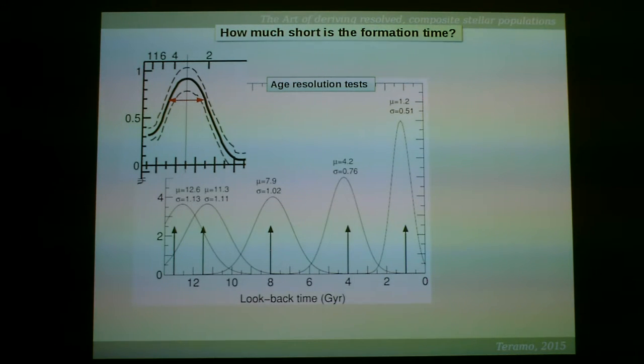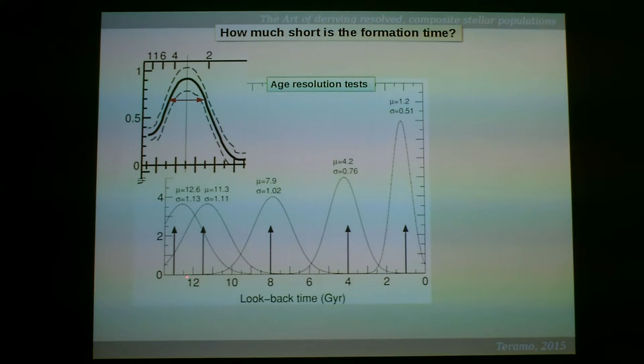So we take a very narrow synthetic stellar population of a few million years. We simulate the observational effects in this synthetic mock stellar population and try to recover the star formation history again with the same method that we use for the real one. And what happened is that a very narrow star formation burst of a few million years is recovered as a Gaussian of half a giga year. And this effect is worse when you move to older ages.